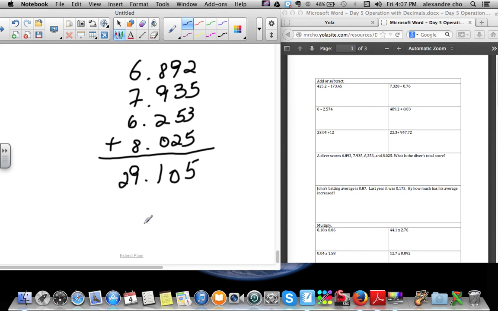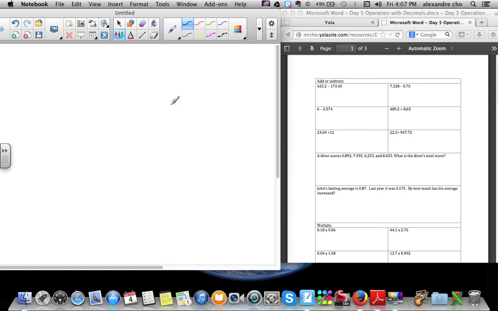John's batting average is 0.87. Wow. Really? That's really good. Last year was 0.175. How much has his average increased? Talk about an increase. 0.87 is what he has this year. 0.175 it was last year. So last year he was not that great. So we're going to subtract to find the difference.